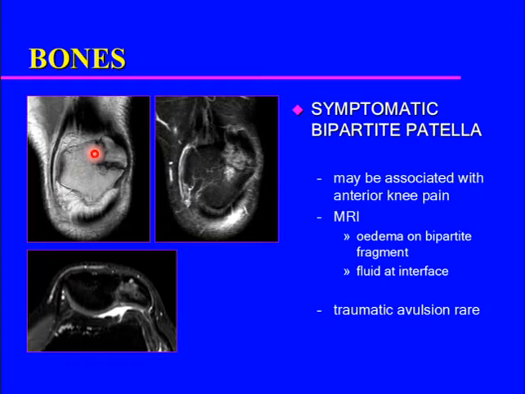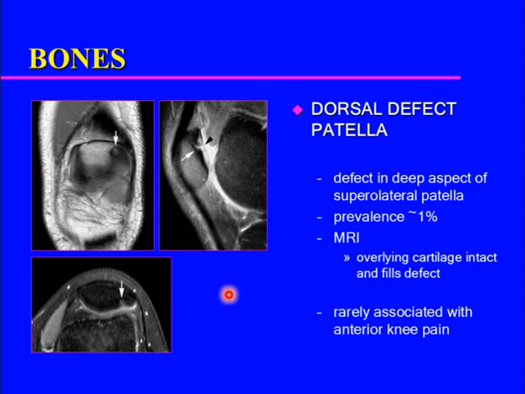You can see here there is some hyperintensity on the T2 fat-saturated images, indicating bone marrow edema. Edema equals some sort of inflammatory reaction equals pain. So as an anatomical variant, it can be symptomatic.